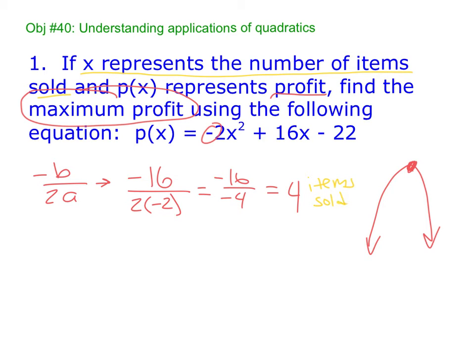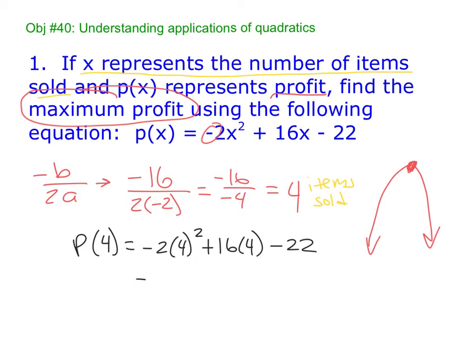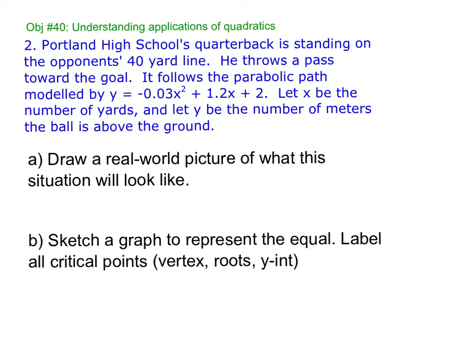We need to figure out the profit, which is P. So we're going to plug in now. So P, and then we're replacing our X with 4. P of 4 is negative 2 times 4 squared, plus 16 times 4, minus 22. So I'm going to plug that in the calculator exactly the way I see it. Negative 2 times 4 squared plus 16 times 4 minus 22. And the answer is 10. So the profit is $10. That's it. So maximum, find the vertex. Okay, little harder.